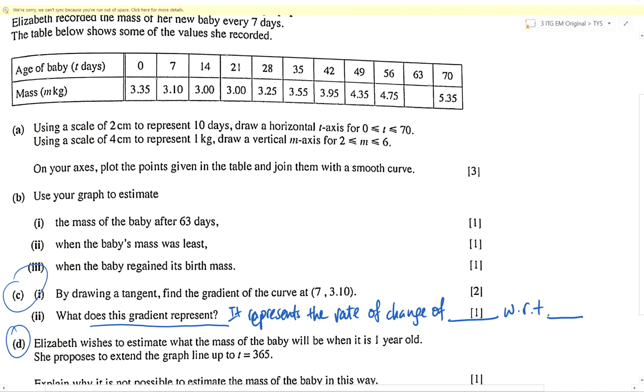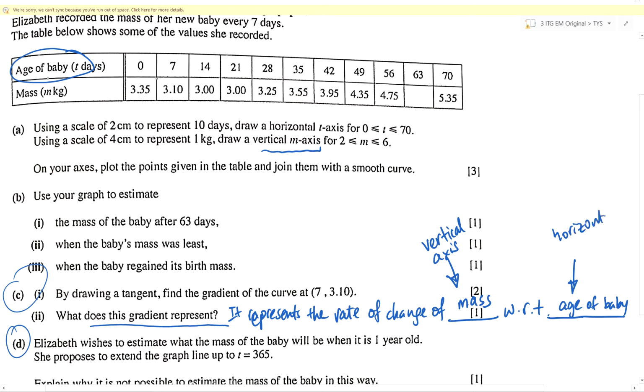So let's see what is in our vertical axis. Vertical M-axis, that is the mass, rate of change of mass with respect to, in this case, the age of the baby. So in our first blank, we will have our vertical axis. In the second blank, it will be our horizontal axis. All of you take A maths, you should be familiar with this way of writing it. Rate of change of something with respect to something else. And that is exactly what the gradient tells us.